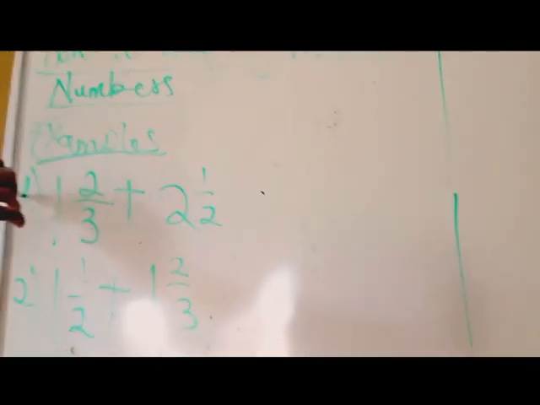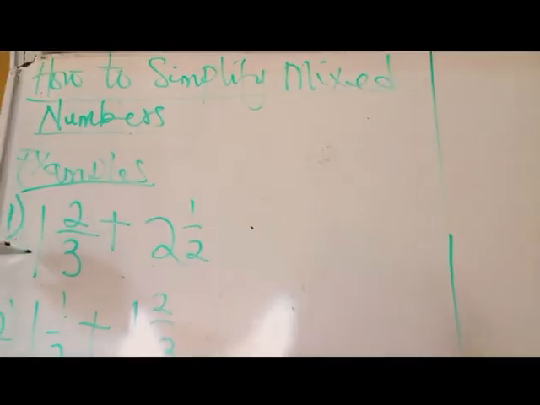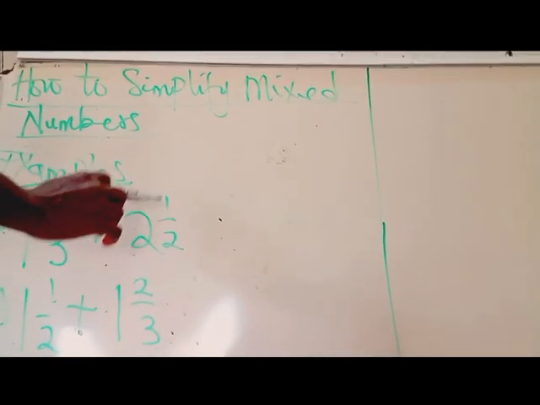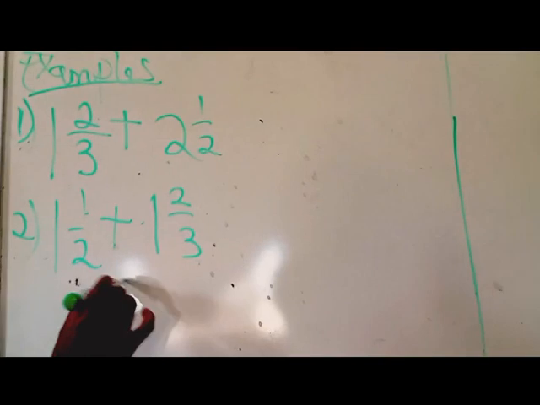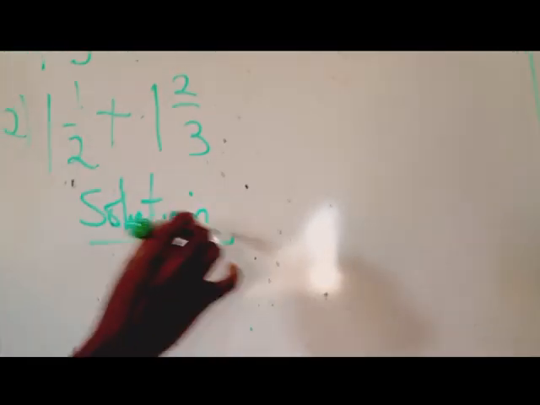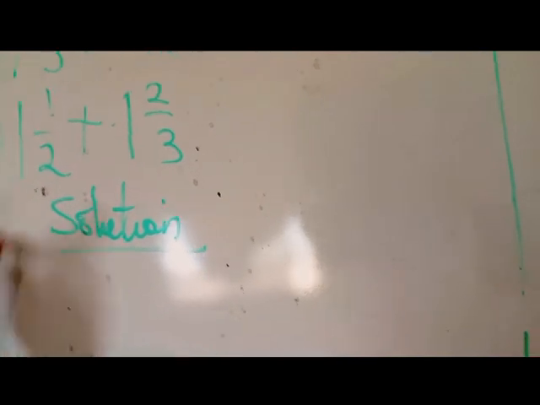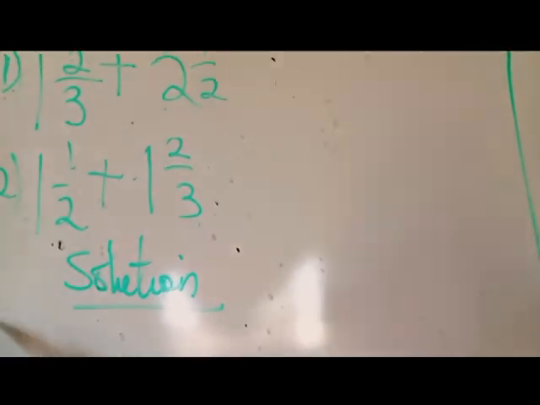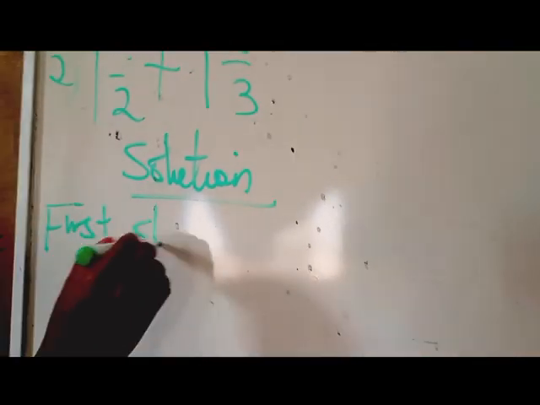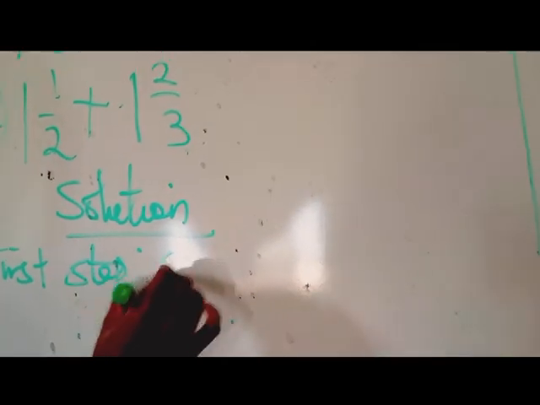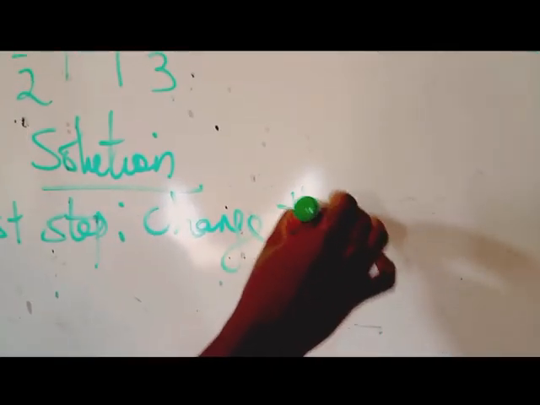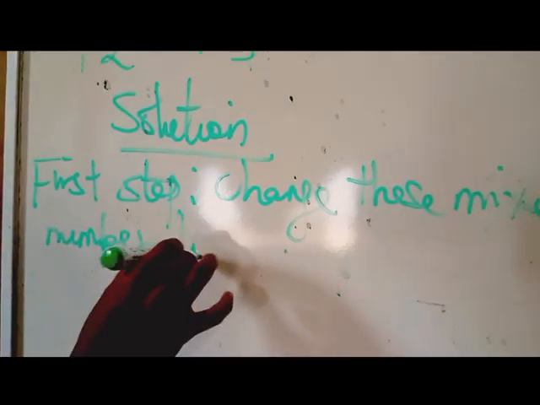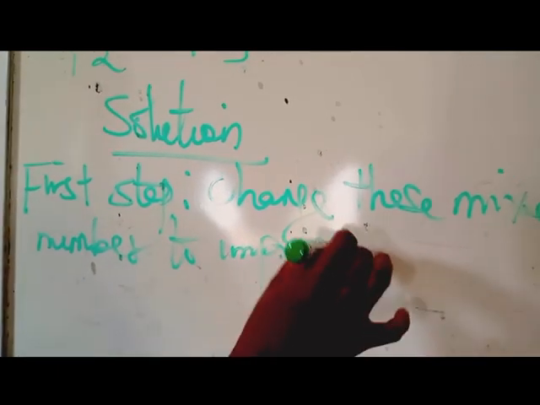Let's go to example number 1. 1 whole number 2/3 plus 2 whole number 1/2. Solution. What are you going to do? First of all, you need to change these mixed numbers to improper fractions. First step is to change these mixed numbers, like I said earlier, to improper fractions.